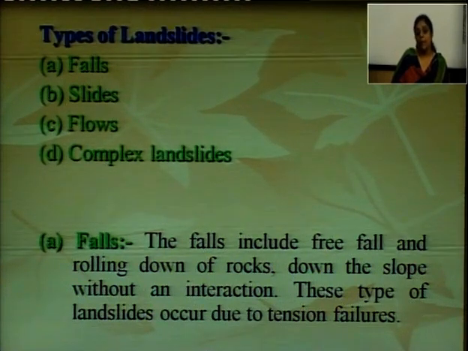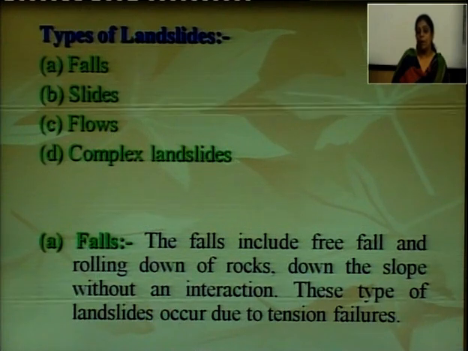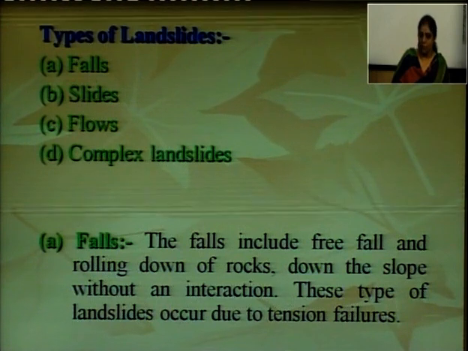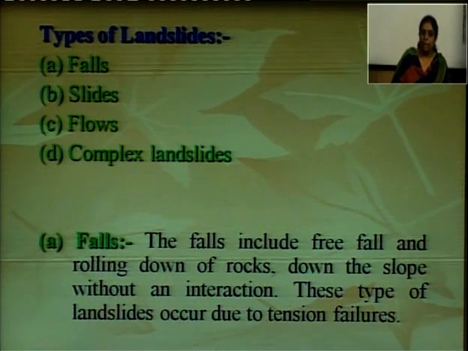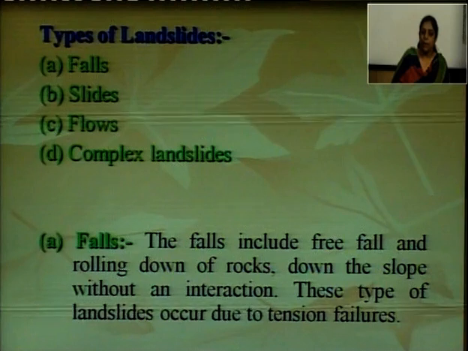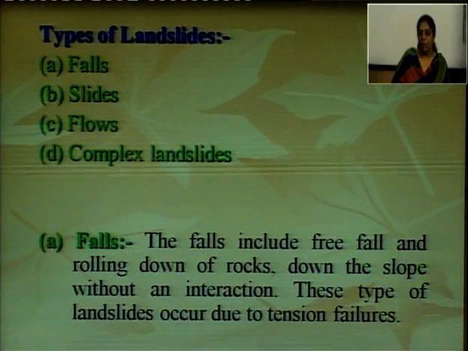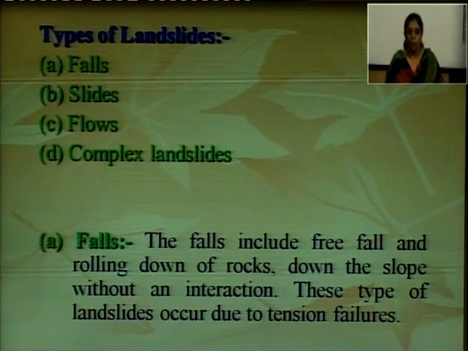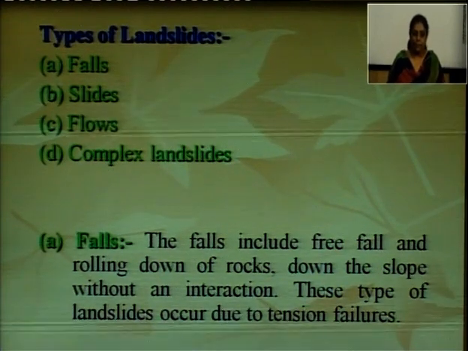So, falls include free fall and rolling down of rocks down the slope without any interaction. These types of landslides occur due to tension failure. Generally there is tensile failure, that is why this type of fall takes place.